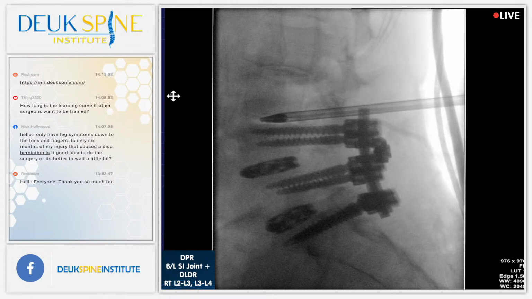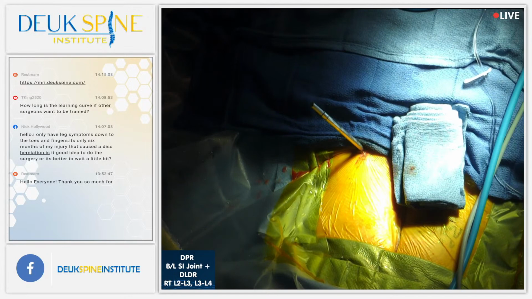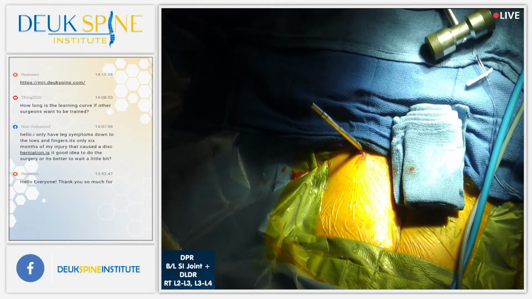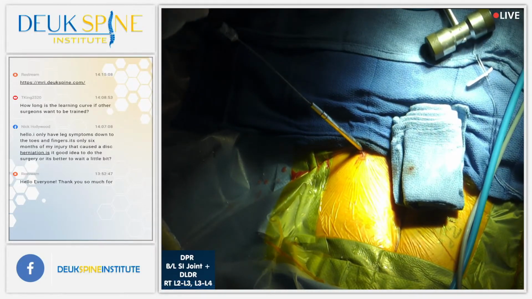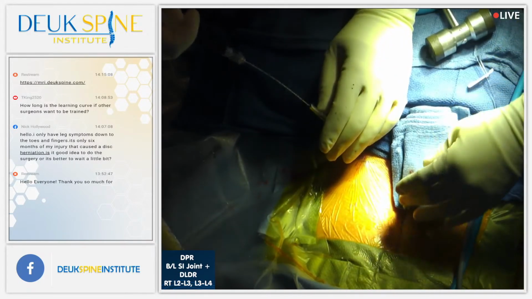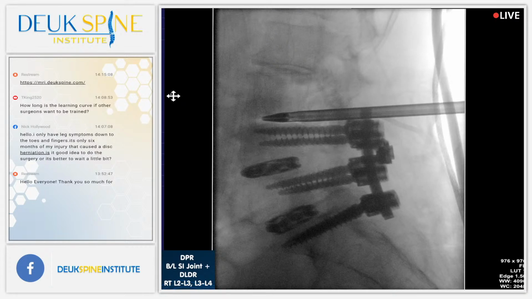That was not easy. I wonder if we can do a discogram. I think you're rotated there a little bit. I'm going to try a discogram. I would say a year minimum to learn. A year is a safe number. It's not going in. I think the problem is it's jam-packed with disc material now.